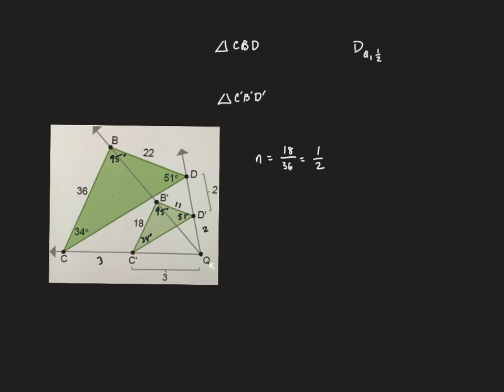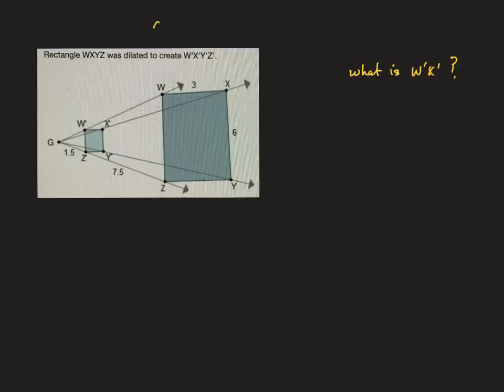So yeah, here's my dilation rule. My dilation rule is going to be center of dilation is Q and the scale factor is 1/2. Okay, so one last example here. It says this rectangle, WXYZ, was dilated to create W prime, X prime, Y prime, Z prime. So it looks like we have gone from this point down to that point. Looking at this, it looks like our center of dilation is going to be point G. So I have dilation, center point G.